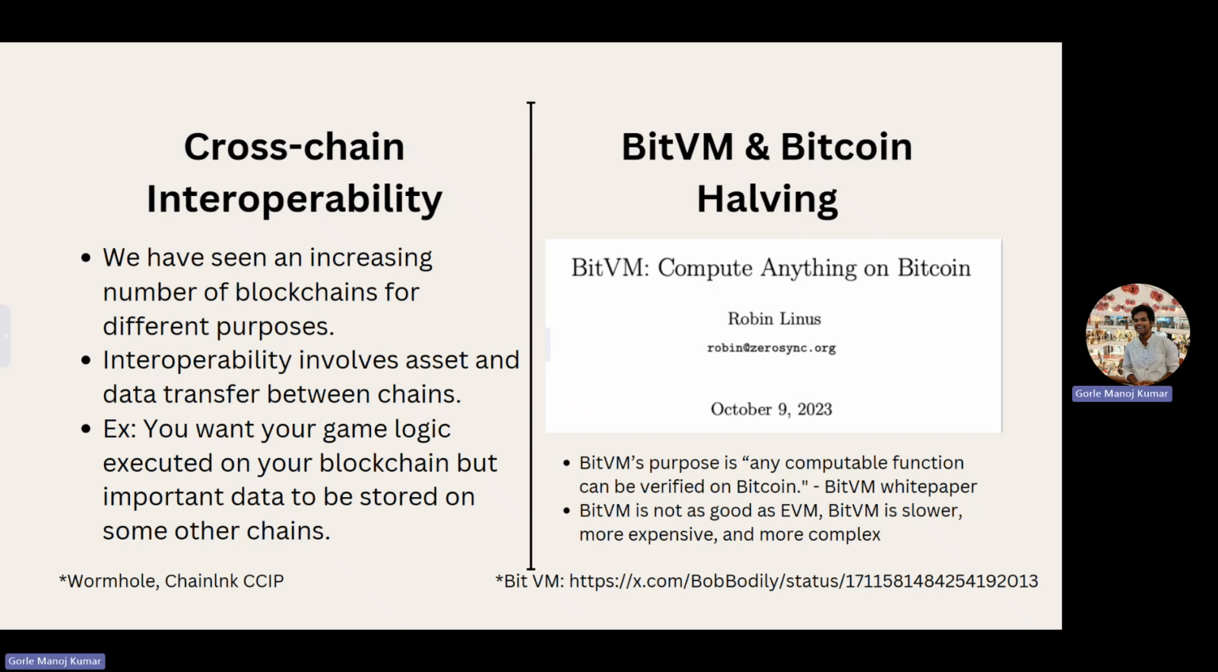Interoperability, cross-chain. Do you guys know what they both mean? We heard oracles, right? We heard many layer 2s are there, right? And what if, instead of transferring data to any real-time API, we want to transfer data to a different blockchain? The answer is cross-chain interoperability.